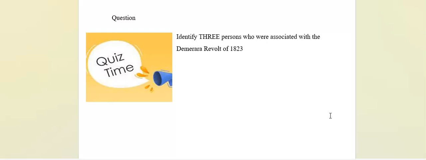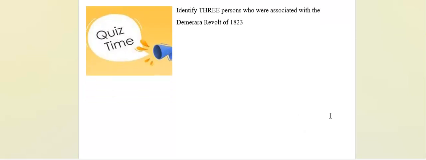Identify 3 persons who were associated with the Demerara Revolt of 1823. All right, so I want you to get your book and your pencils, and you are going to write down your answer for this question. At the end of the video, you will see the answer coming out. So I hope you guys will get this question right.